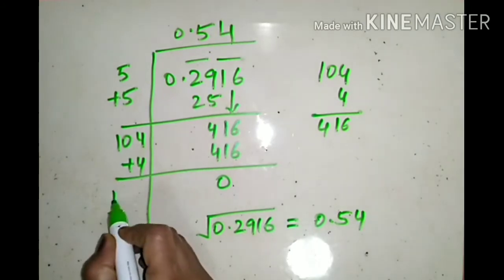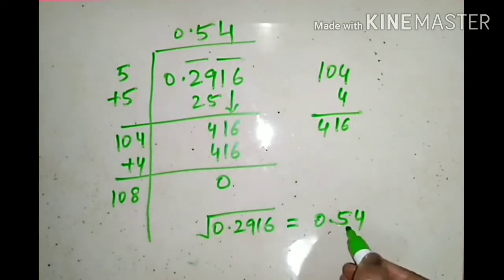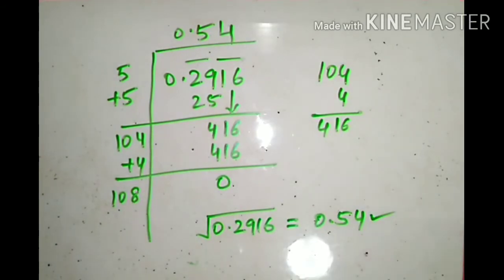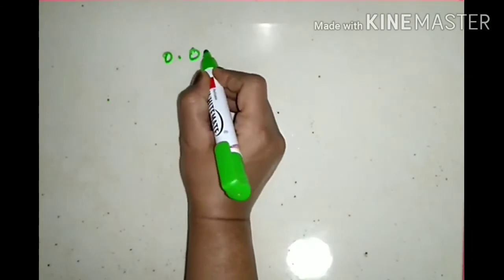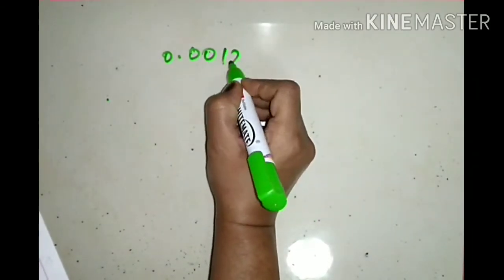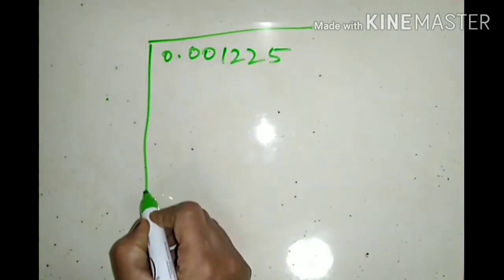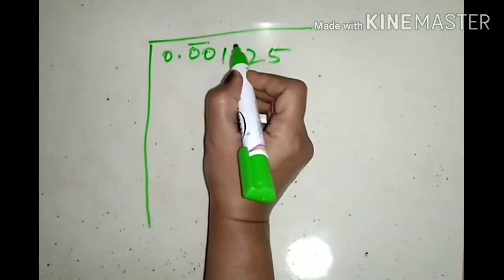If I multiply 54 by 2, I have 108. So this is correct. Next sum is 0.001225. We'll make pairs from left to right.